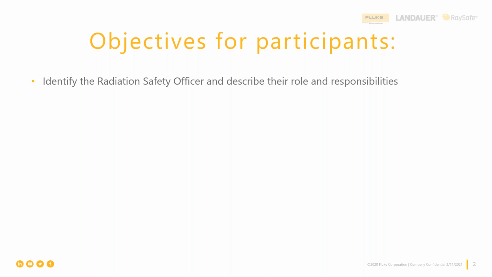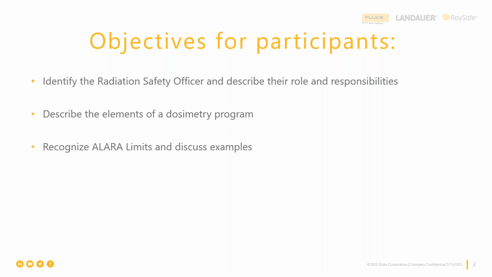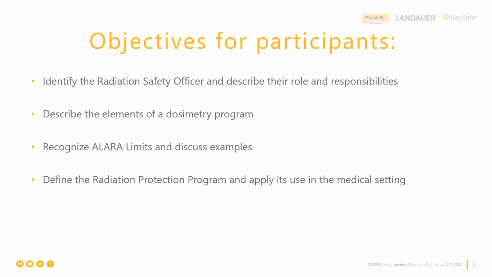All right, so what we're going to learn about today: we're going to identify the radiation safety officer and describe their roles and responsibilities. We're going to describe the elements of a dosimetry program. We're going to recognize ALARA limits and discuss examples, and we're going to define the radiation protection program and apply its use in the medical setting.